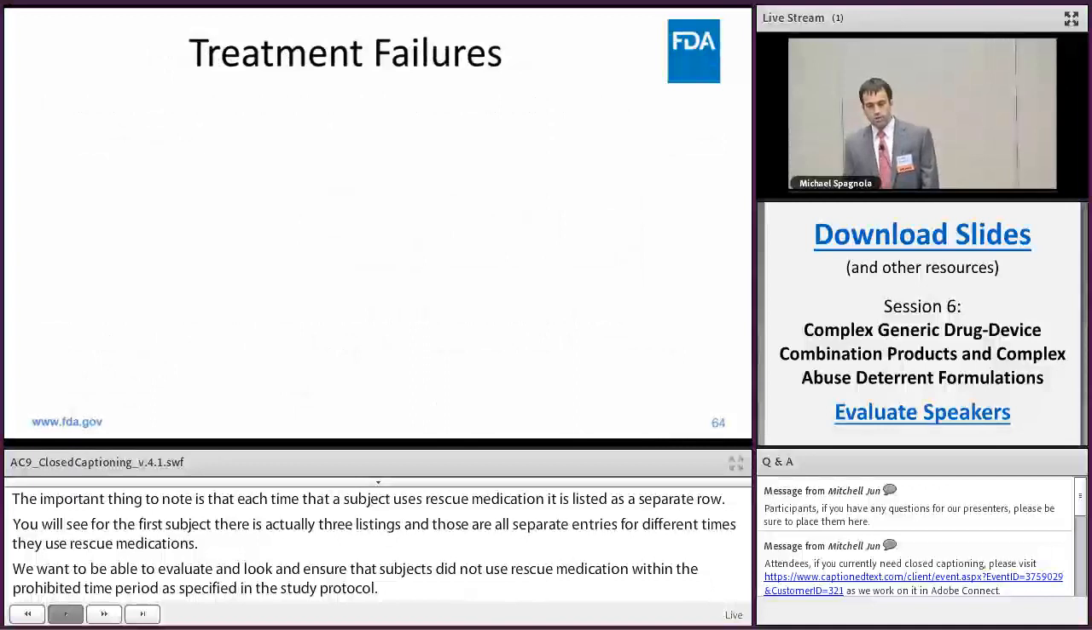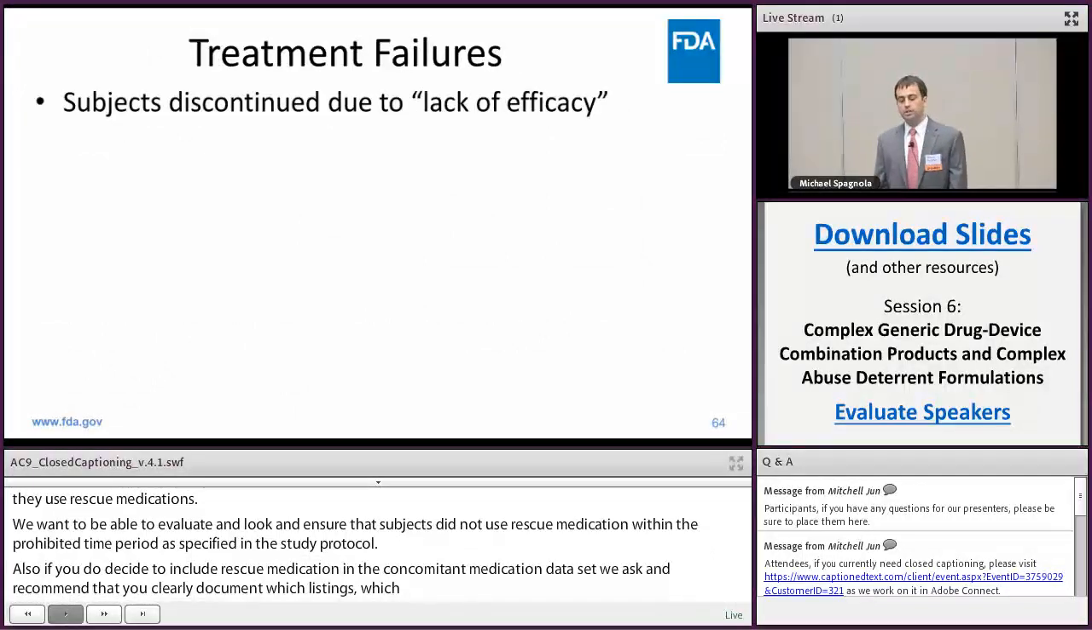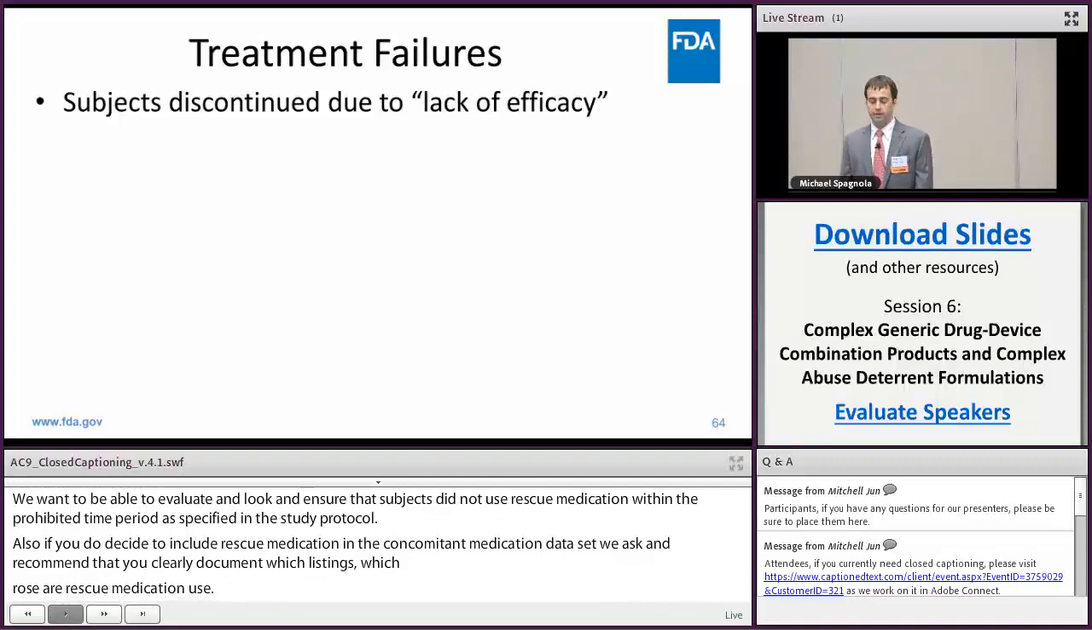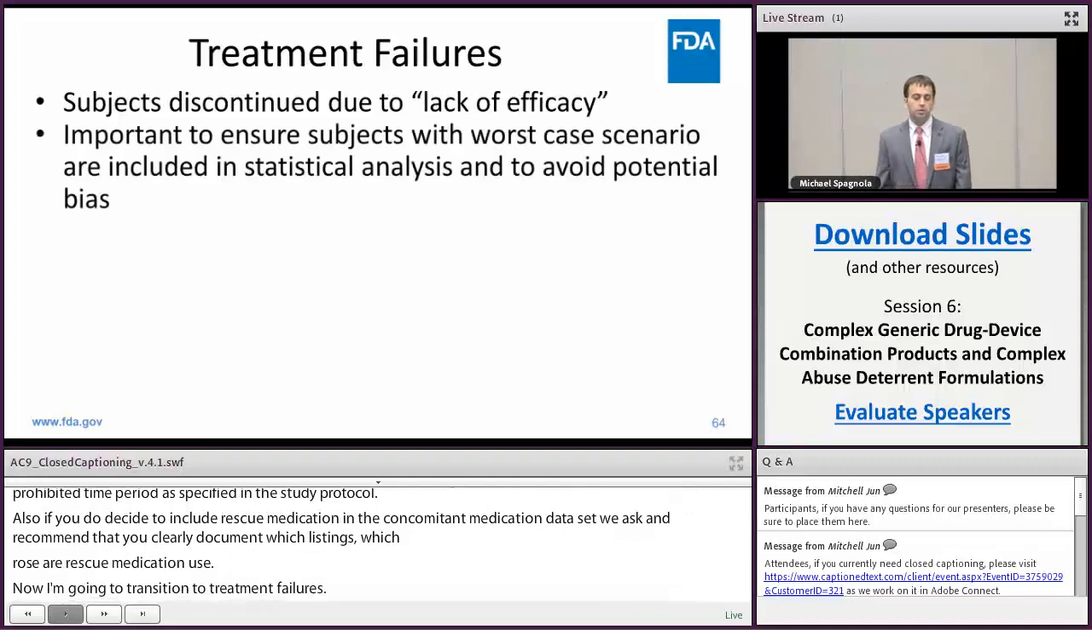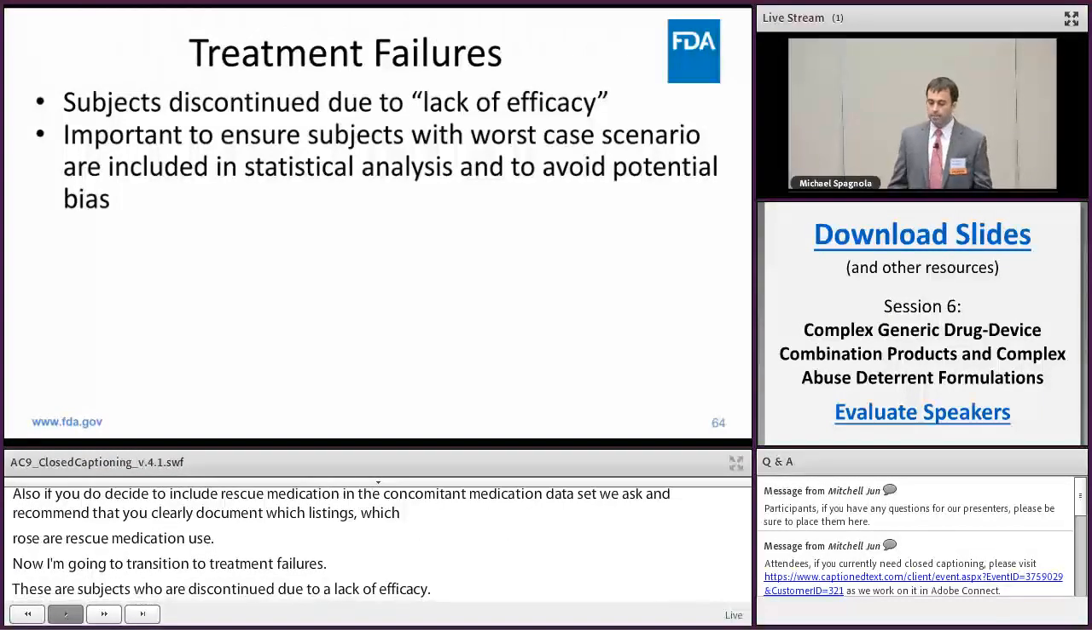So now I'm going to transition to treatment failures. These are subjects who are discontinued due to a lack of efficacy. It's important to realize that by having a definition and building this into your study design, it ensures subjects with the worst case scenario are included in the statistical analysis, and avoids potential bias.